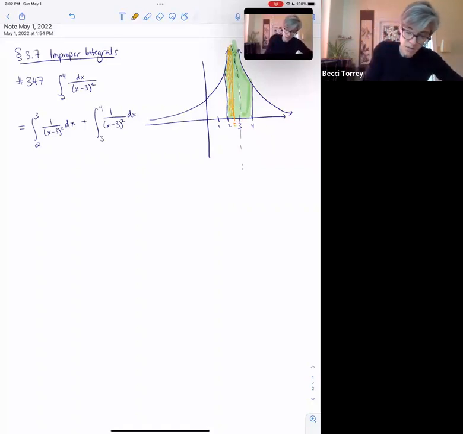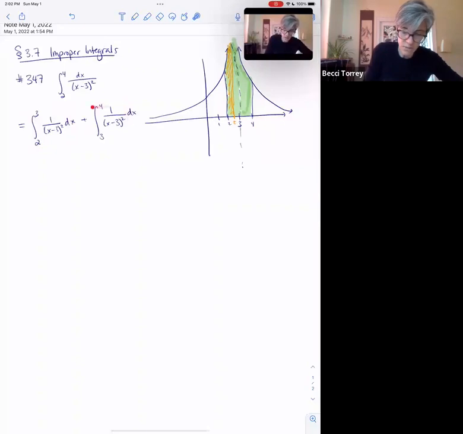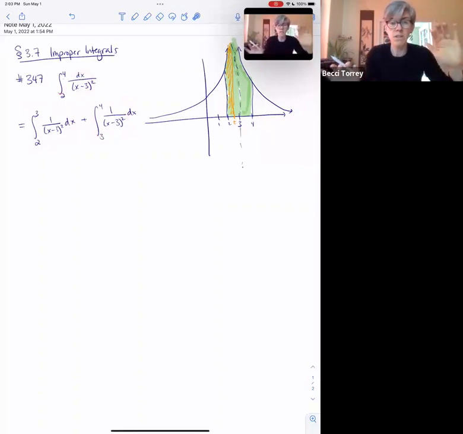I'm going to compute these things one piece at a time, because by definition, if one of them diverges, then the whole integral automatically diverges. So we'll just do one at a time. When you're doing this at home, you can try to read ahead.